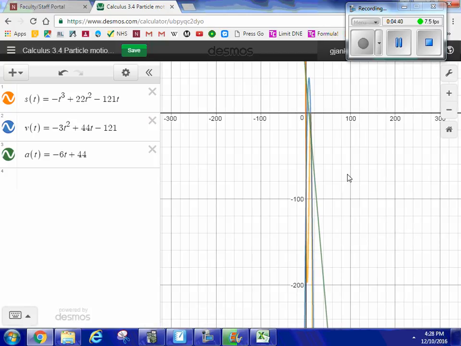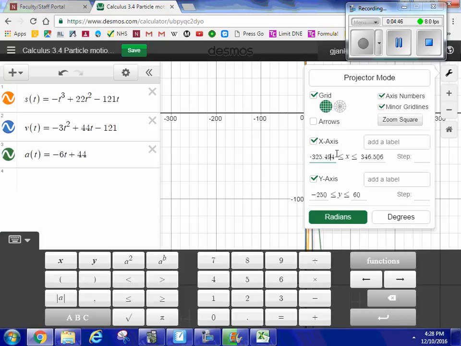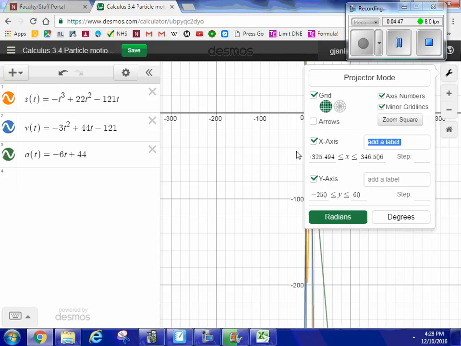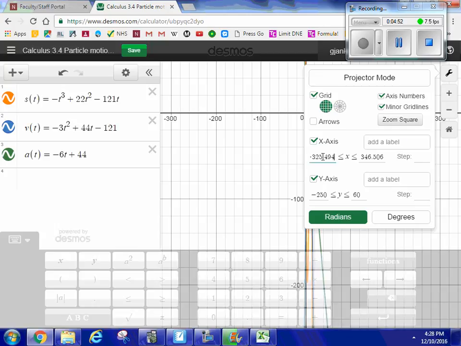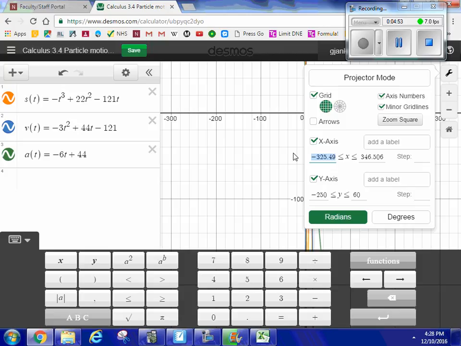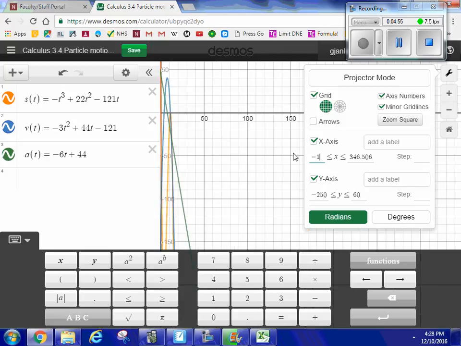It still looks kind of tight. My x-axis changed. Why did my x-axis change? I don't know why. I'm going to change that back down here to -1. It changed when I zoomed out. -1 to 20.